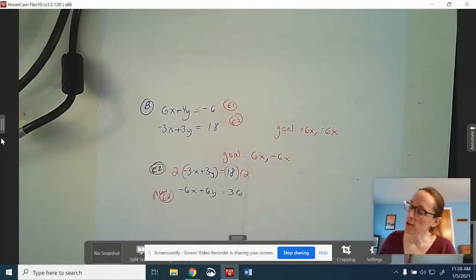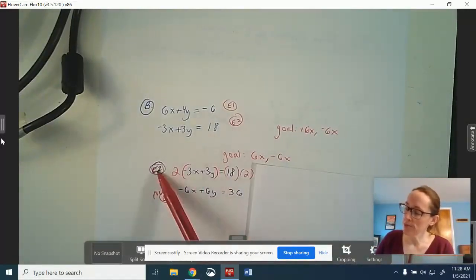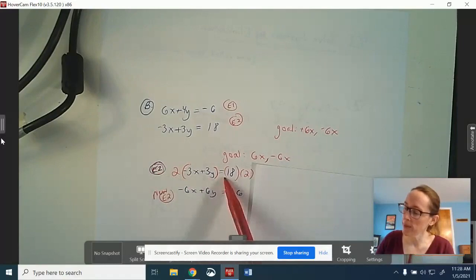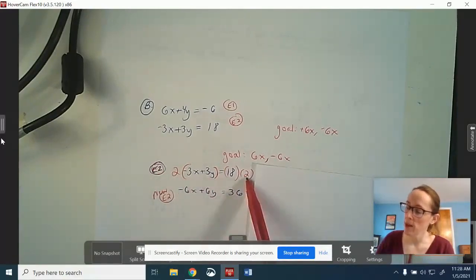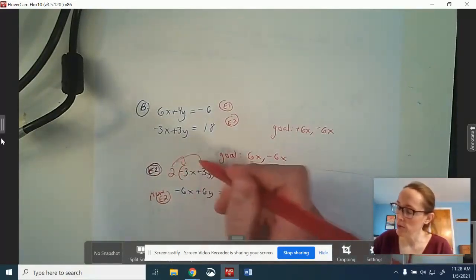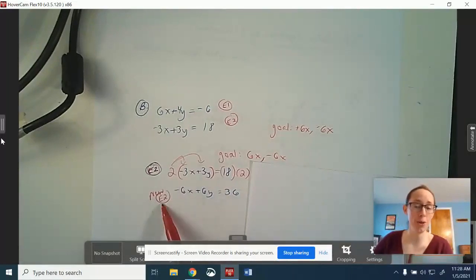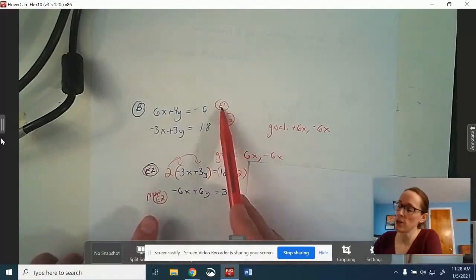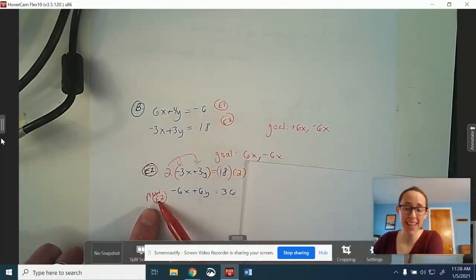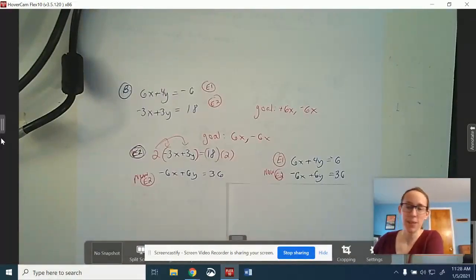So what I'm going to do is take equation 2. See, I copied it, and I multiply both sides by 2. When I do that, I have to distribute, and I end up with what I call new equation 2. That's just what I call it. So what we're going to do next is take equation 1 and new equation 2 and add them together because they're going to have the opposite terms that we wanted.